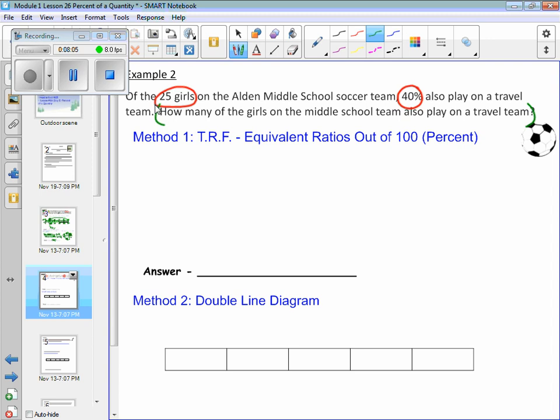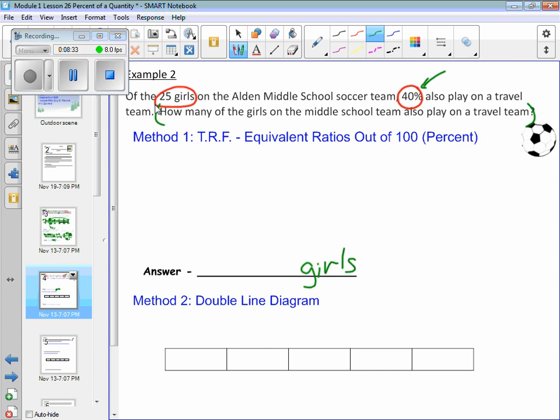Are we sure? See, they give us percent. It's in reverse now. We've got to figure out that 40% out of those 25 girls, how many actual girls is that? That's what we're doing. So our answer is going to be not percent, but how many girls is that 40% equal to? Let's set up our template.